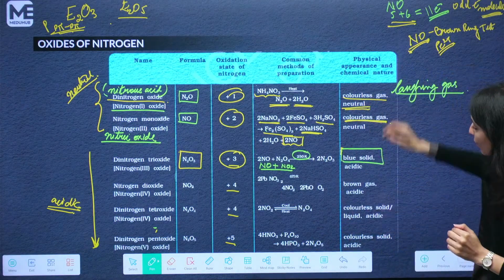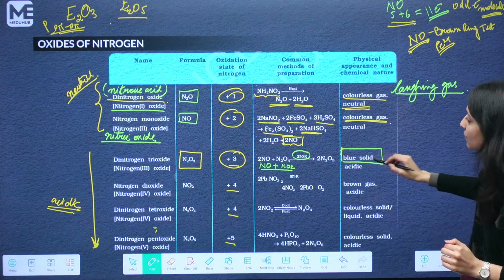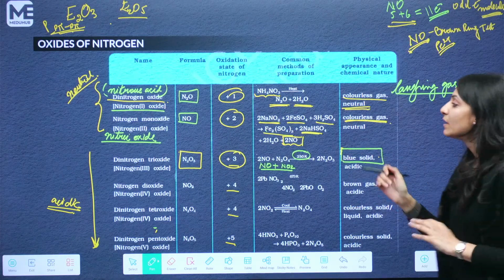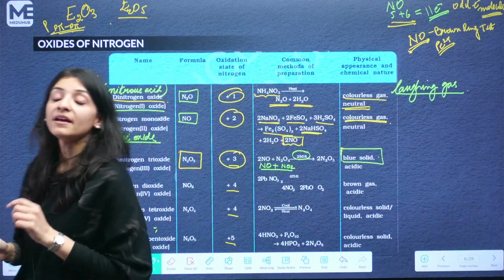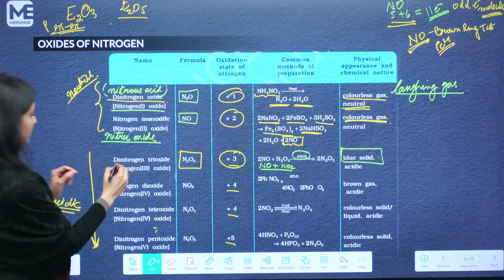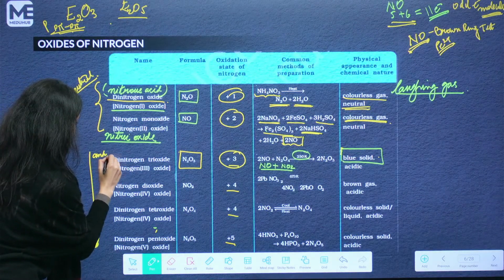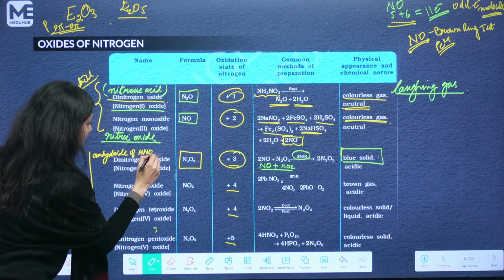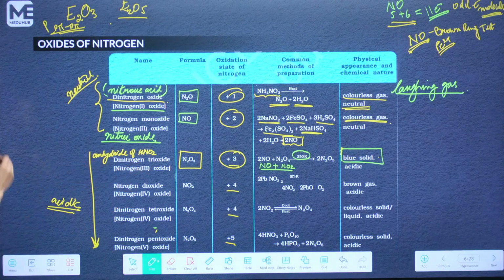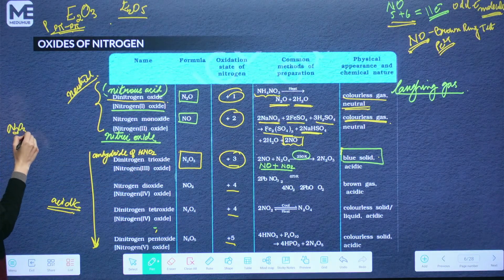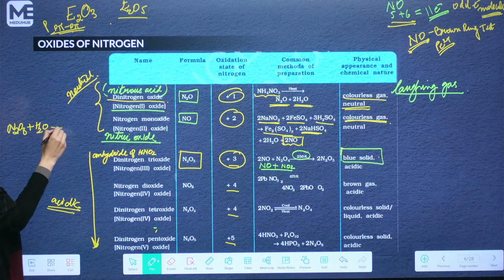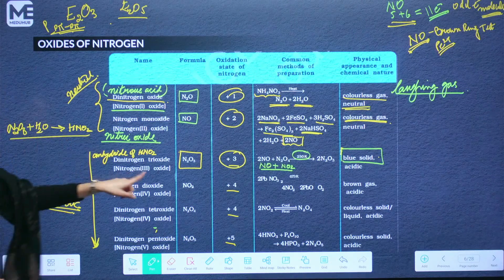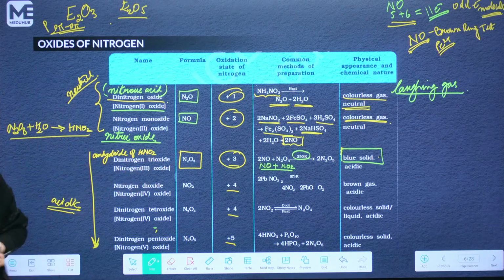So here in all of these, only 2 are colored. One is N2O3 and the other one is NO2, which is a brown gas. Now N2O3 is an anhydride of nitrous acid, HNO2. So what does that mean? When N2O3 reacts with water, it gives us HNO2. So N2O3 is an anhydride of HNO2.